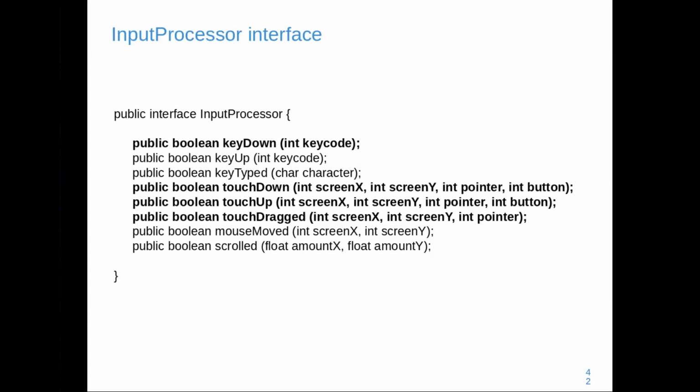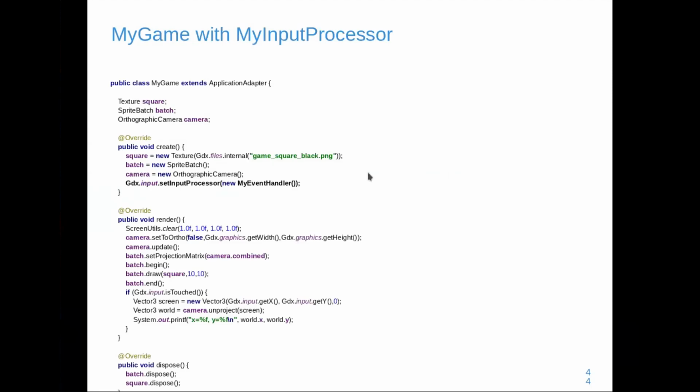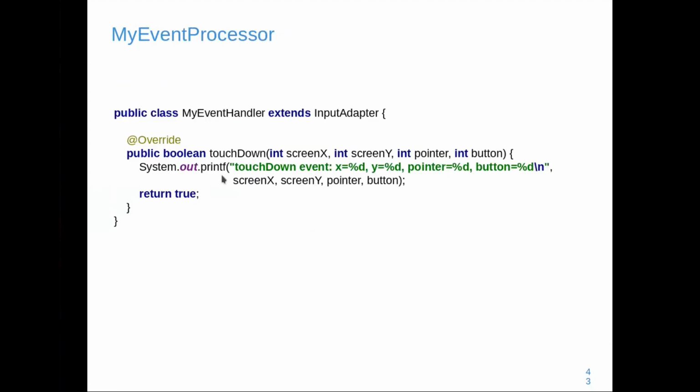InputProcessor has all these methods, and there is the InputAdapter class, which is the default implementation of InputProcessor. So all I need to do is to subclass this InputAdapter. In the example I've shared with you, I've overridden the touchDown method, which receives 4 parameters: screen X coordinate, screen Y coordinate, pointer, that's how many fingers are touching the screen. If it's a mouse, it's always 0. And the button. Left button is 0, right button is 1, and the middle button is 2. And so I'm just printing out the values of all these parameters. And then I return true.